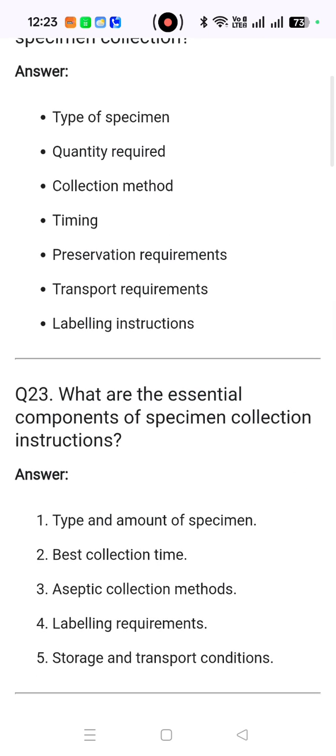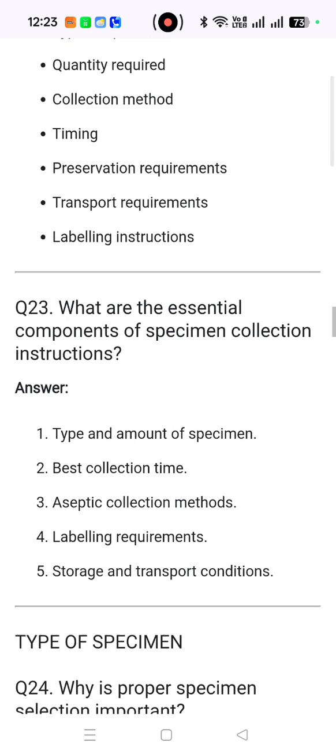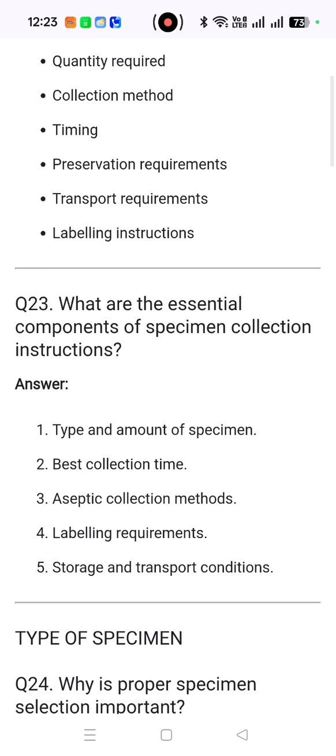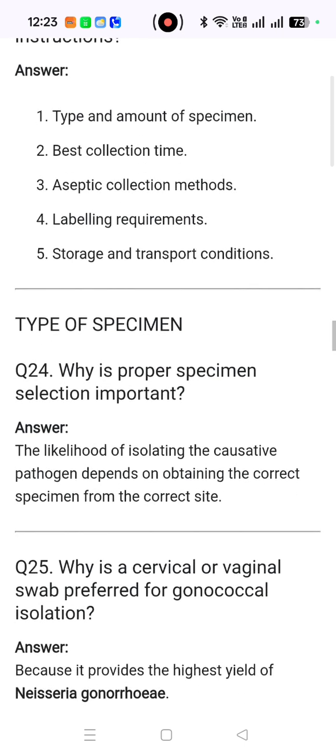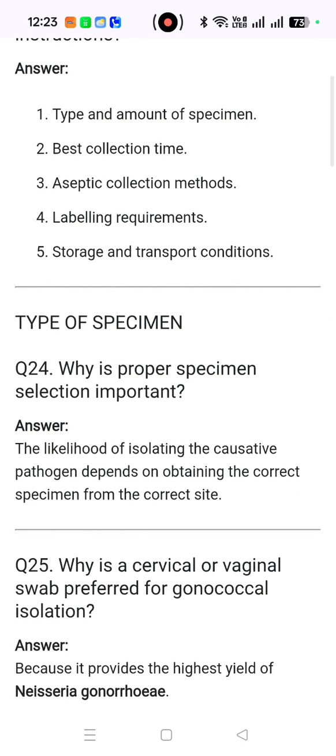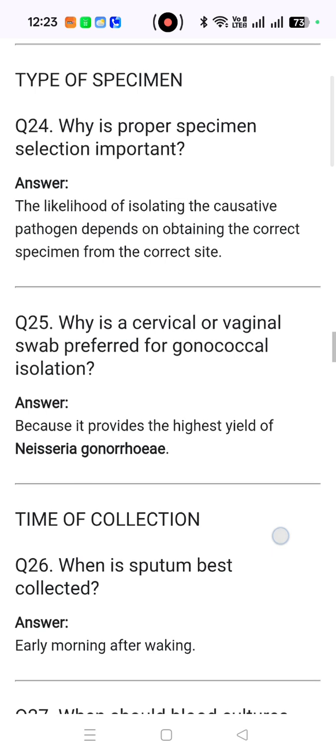If any preservation is required, if you think that there may be any organisms which are fastidious in nature and very fragile, then you have to tell them about the preservation and the transport requirement, and the labeling instruction, what all they should write on the labels. What are the essential components of specimen collection instructions? The essential components of the collection instructions are type and amount of the specimen, best collection time, aseptic collection method, labeling requirement, and storage and transport condition.